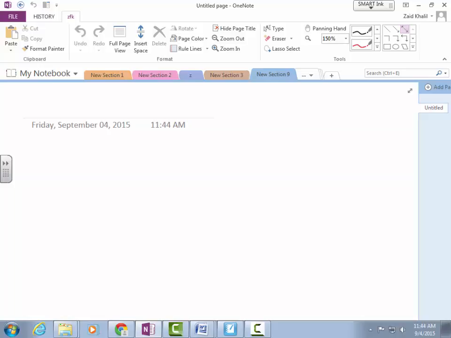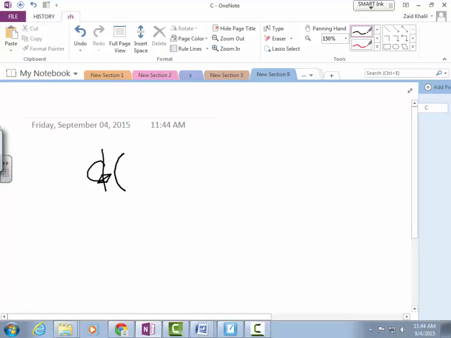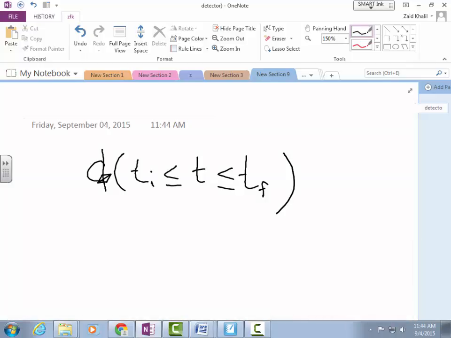Greater than or equal to between what and what? So you're saying that when I'm writing out d of ti less than or equal to t less than or equal to tf, all that's saying is that t goes from ti to tf. Yes?